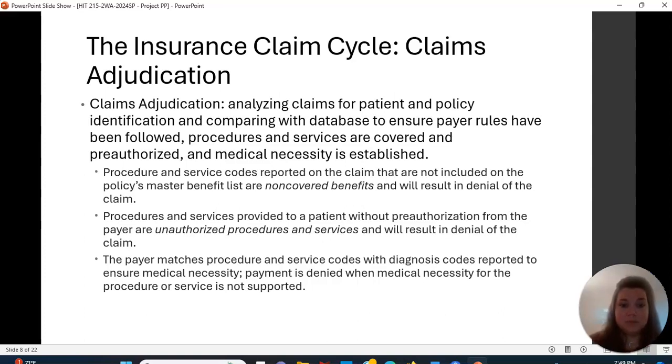The payer matches procedures and service codes with diagnosis codes reported to ensure medical necessity. So that's our check and balance system for making sure that they are linked together correctly. All the codes, the ICD-10s, matched with the appropriate ICD-10-PCS or the CPT, HCPCS codes to establish medical necessity.